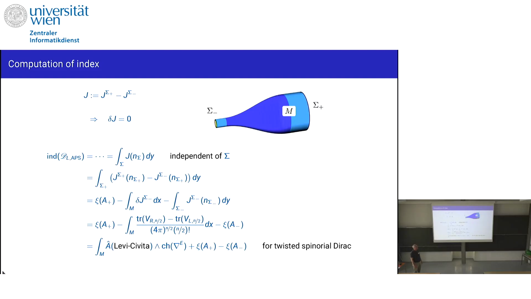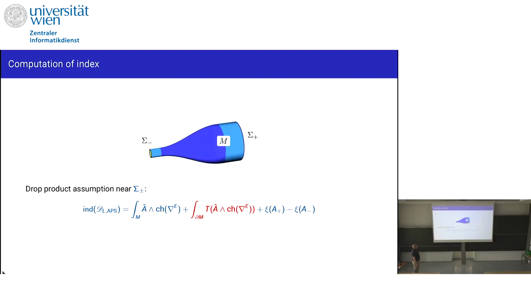Okay, so that's the index formula. And I told you in the beginning that we can actually drop this assumption of having product structures near the boundary. If you drop that, you get an additional boundary contribution: you take this integrand that you have in the interior here, and you can get a so-called transgression form for that, and you have to integrate this over the boundary. So you have an additional boundary contribution in this case. This part is 0 if you have product structure, but it's not 0 in general.